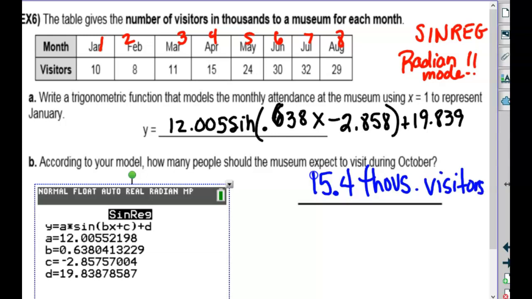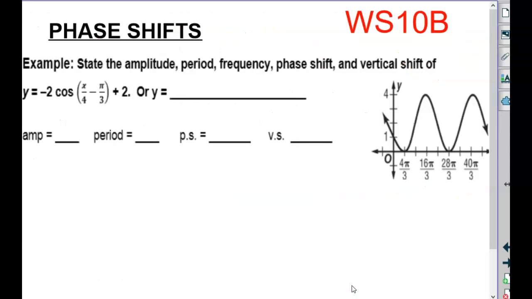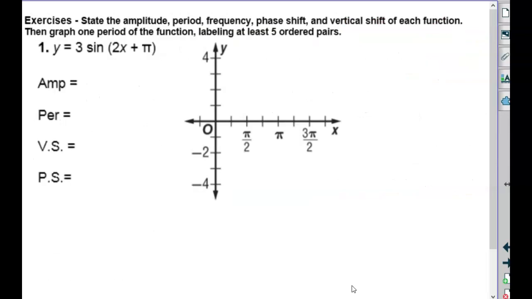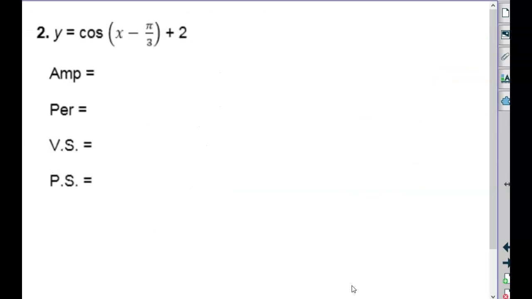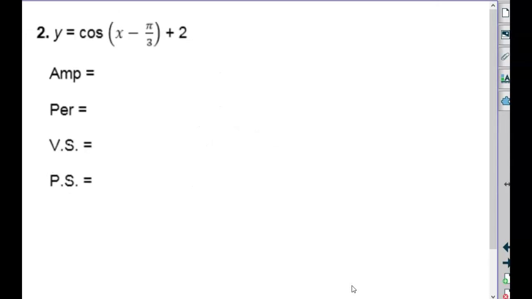All right. One more regression or one more phase shift today? You want to do phase shift? Okay. We can come back tomorrow and do the other regression on number 5. Do you want to do this number 1 or number 2? Ooh, number 2 is kind of ugly. Let's do this one. This is on 10B.